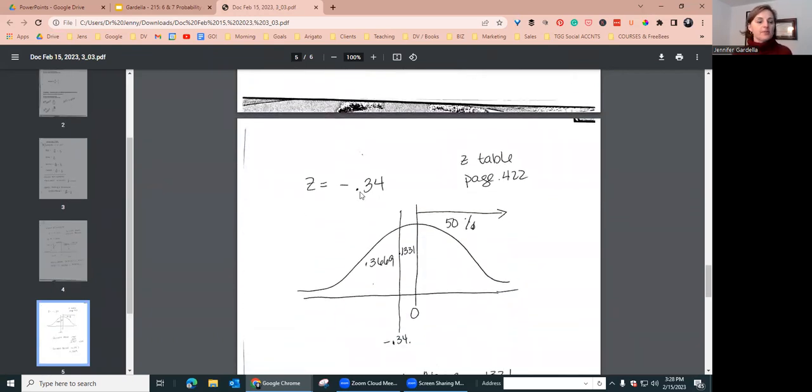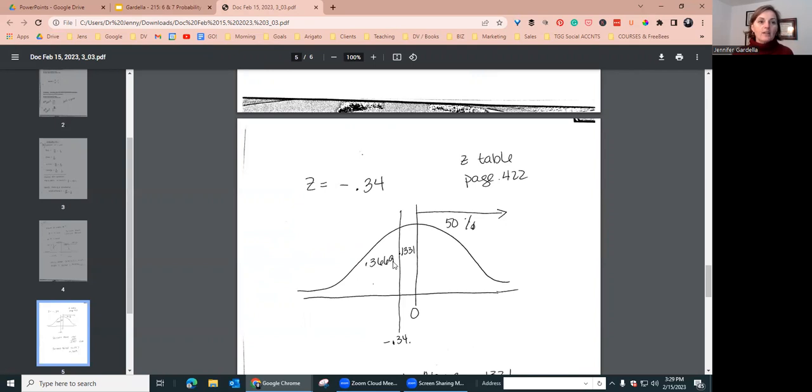So let's do another example. Suppose you get a z-score of negative 0.34. You would go to the z-table on page 422 in that table. Now we're dealing with a z-score on the other side. Now remember, column B and column C, 50% is above. Between the mean and the score, this is column B, we have 0.1331, 13.31%.